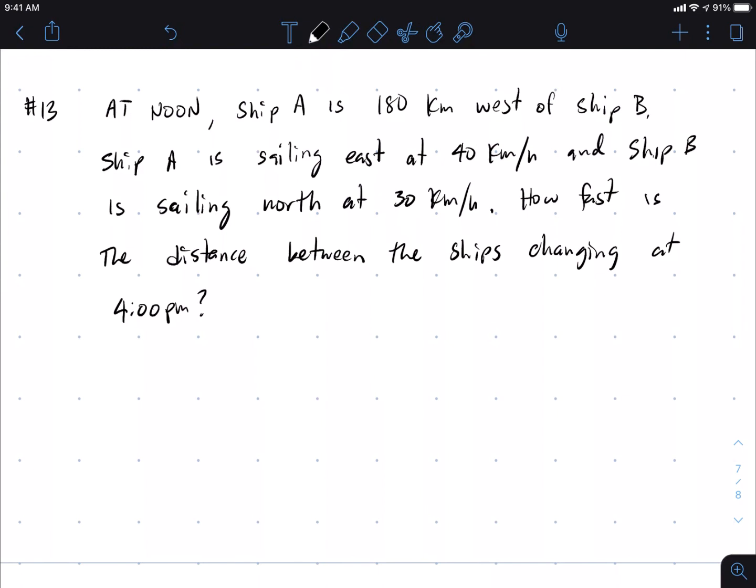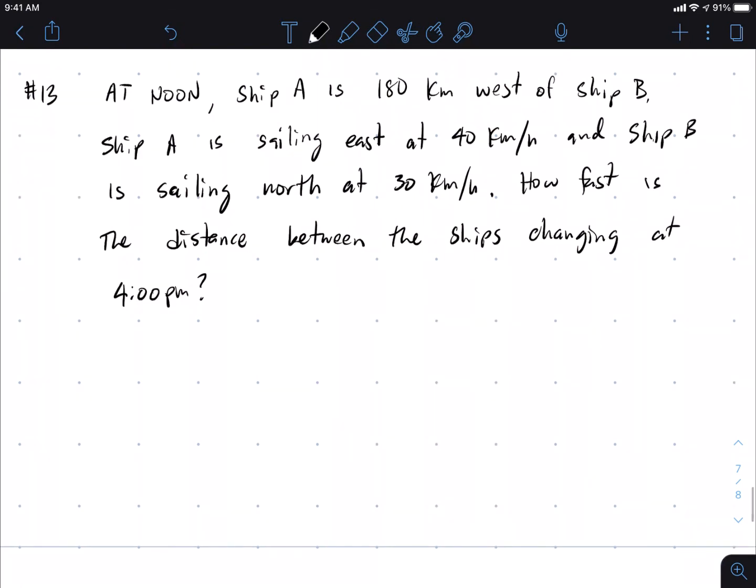It's going to be 4 hours, so that's important because that's going to tell us how much distance is covered. So if I draw this picture, we'll call this ship A, we'll call this ship B, correct? And what I know is there's a gap between them of how far? 180 kilometers. Ship A is 180 kilometers from ship B to start.